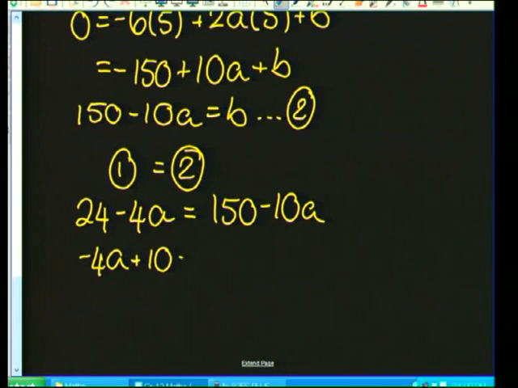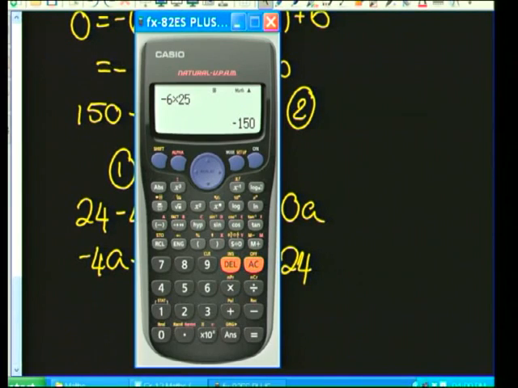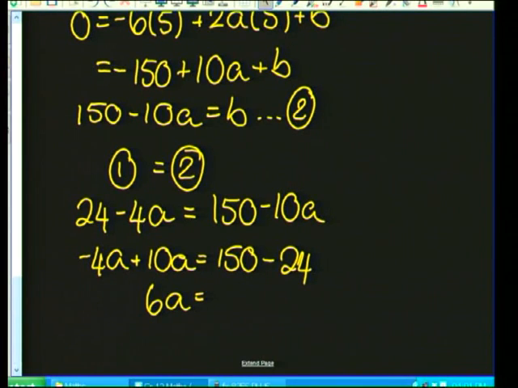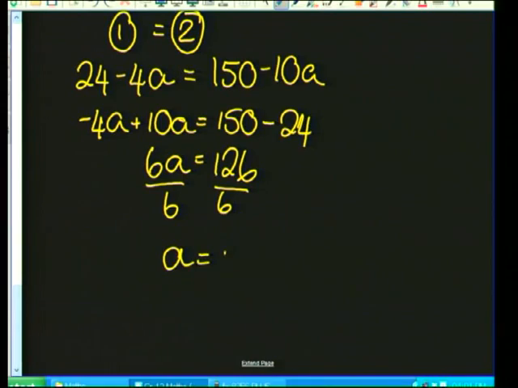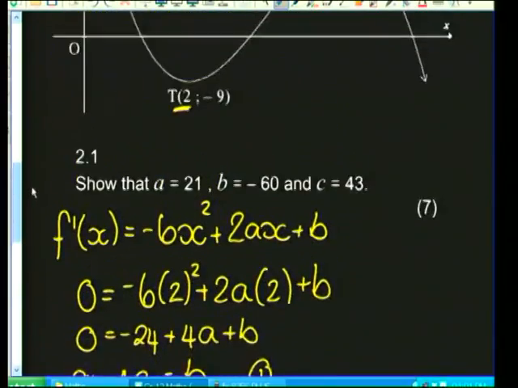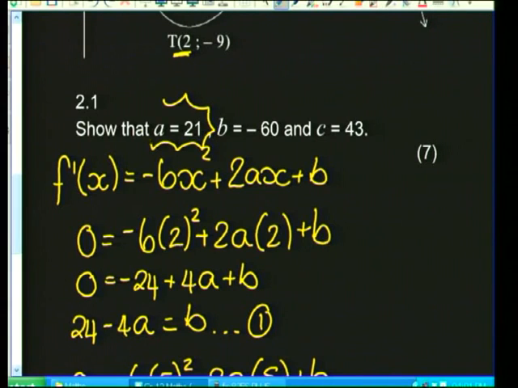So I'm going to have a plus 10a. I've got 150, and that's going to be minus 24. We've got 6a equals 150 minus 24, which is 126, which if we divide by 6, we are going to land up with an a value of 21. Let's go back for a minute and have a look there. That's exactly what they wanted us to find. We wanted a equals 21, and we've done it.